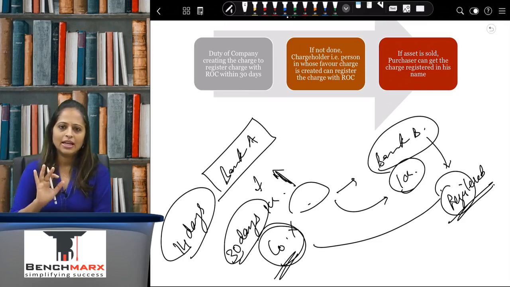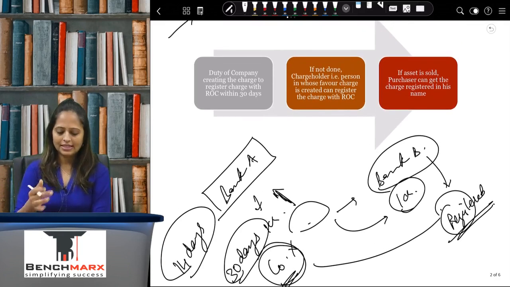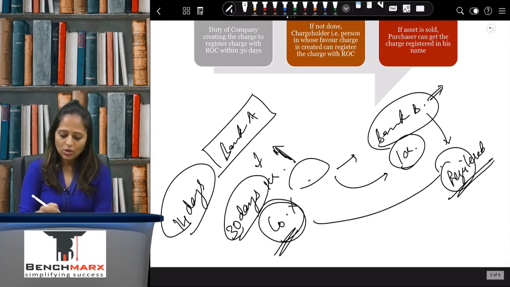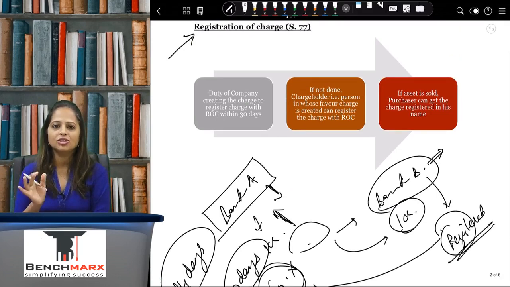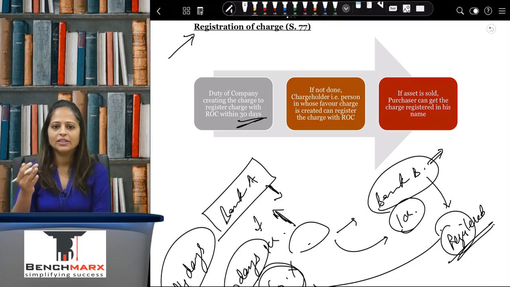So they have to intimate the ROC as to what is to be done, and then accordingly action will be taken by ROC. So in this case, bank B will get the charge. Why will bank B get the charge? Because bank A, as a charge holder, has an option to register the charge after the end of 30 days. If it doesn't do so, then the charge is not registered. Whoever registers the charge will become a secured creditor.